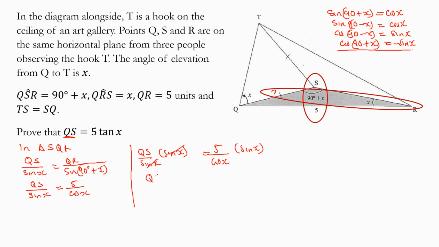Just go straight to QS is equal to 5 sine X over cos X. So you can see that this is tan X. So it's equal to 5 tan X. Okay, done. So we're going to meet when you do question 8.